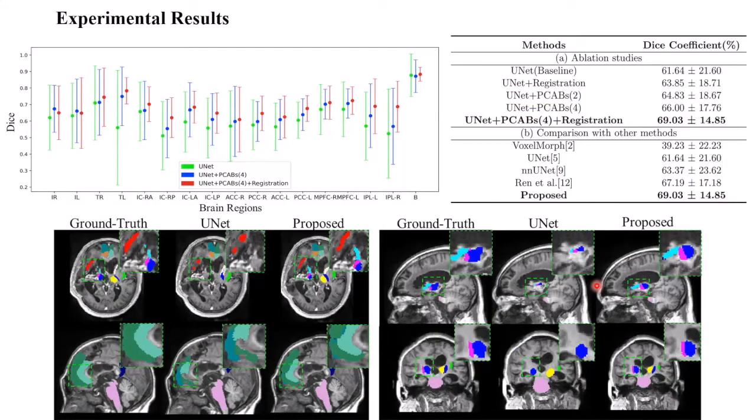The ablation study of our method is shown in the upper right corner, and the Dice of different brain regions is shown in the upper left corner. The result shows our PCAB and the registration network can help the U-Net achieve more accurate and more stable results for the brain region segmentation, as shown in the zoomed block in the green. Our method can locate and segment the brain regions where the U-Net fails to handle.